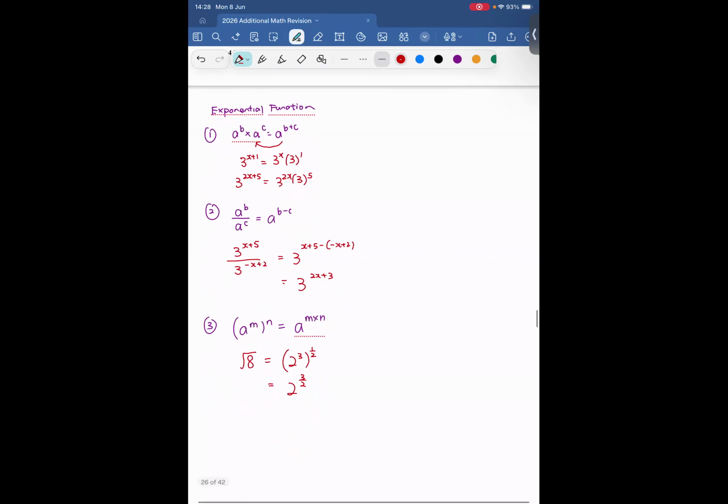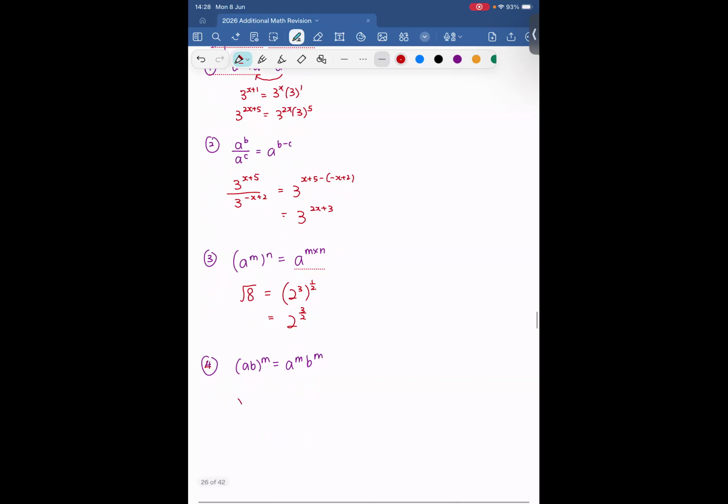Okay, next, also your distributive law. (AB) power m is just A power m, B power m. Example, if you have the square root of 5x square y cube, this can be written as (5x square y cube) power half. So now if you distribute, you need to distribute to 5. You need to distribute to x, become 2 times half. You need to distribute to y, become 3 times half.